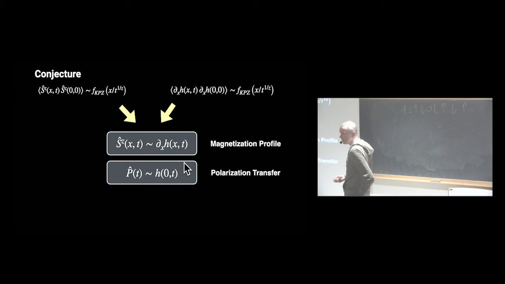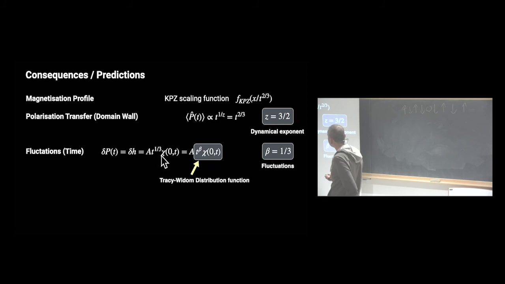We should then also see that the average polarization transfer scales like t to the 1 over z, with z being this 3/2 dynamical exponent, and the fluctuations of the polarization transfer, which we can measure in the experiment, should correspond to the fluctuations of the height field. And remember, the fluctuations of the height field in KPZ physics scale like t to the 1/3 and follow the Tracy-Widom distribution.